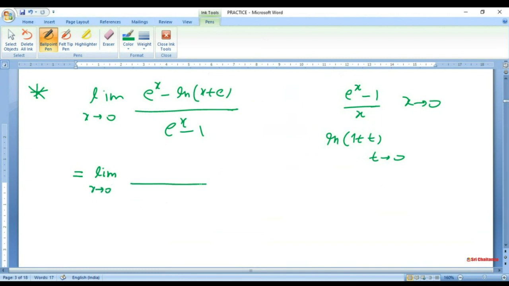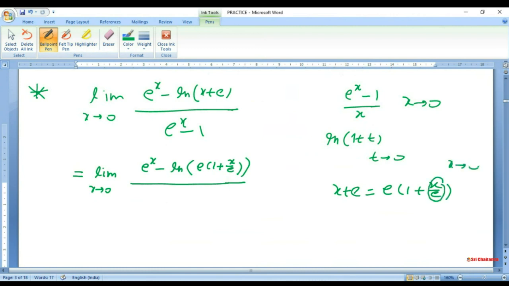Limit x tends to 0, e to the power x minus ln. I take something common. I take common e, that gives me 1 plus x over e. That's fine. So I'm writing x plus e as e times 1 plus x over e. So this number x over e, when x tends to 0, will tend to 0. So that serves us good. e to the power x minus 1.